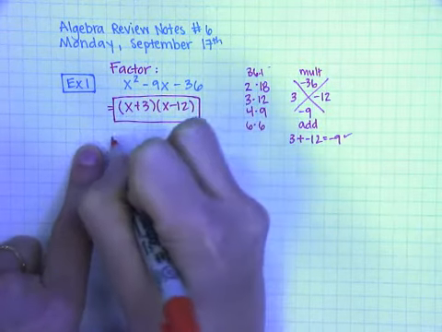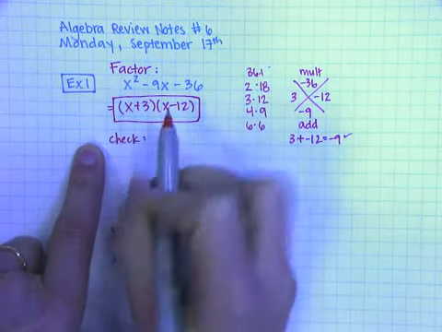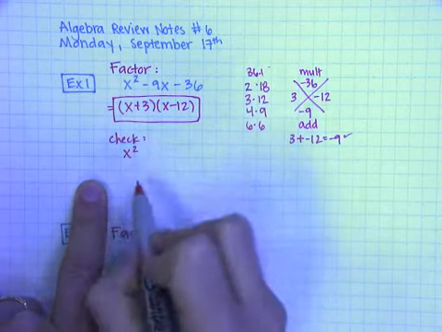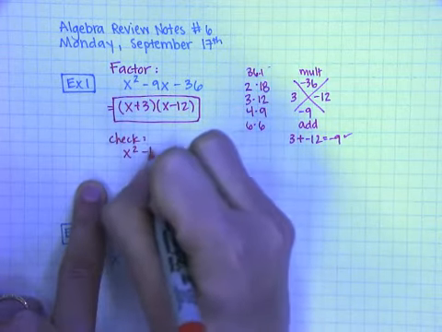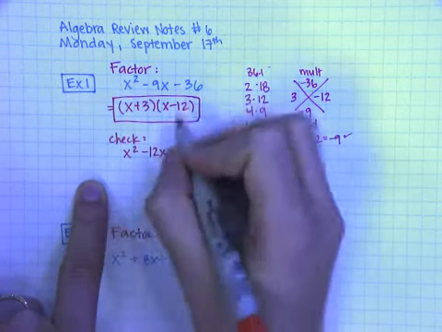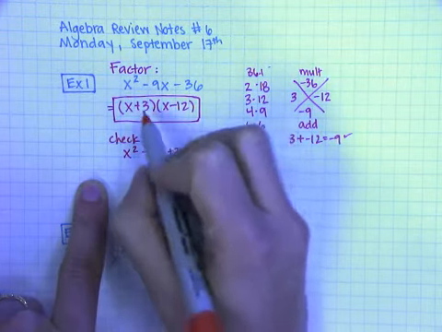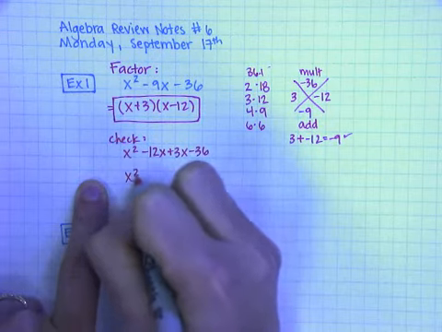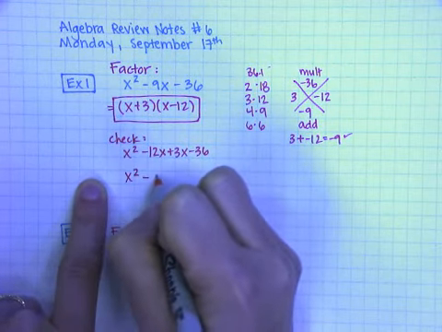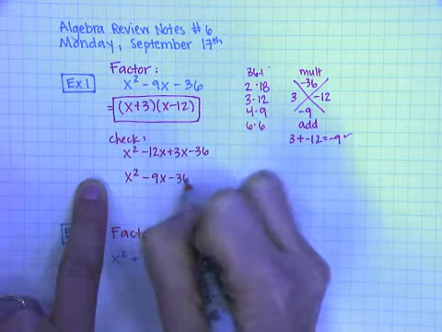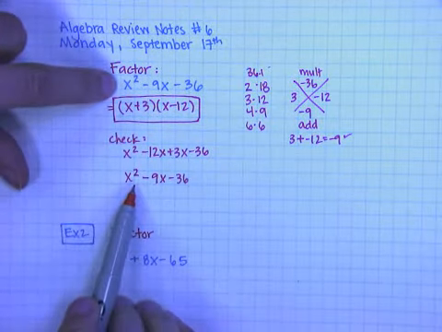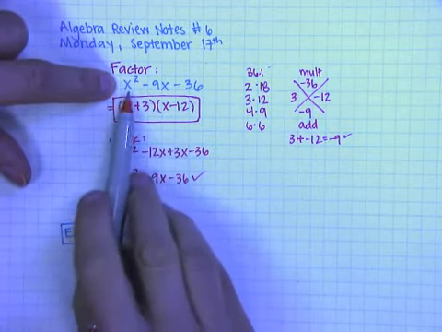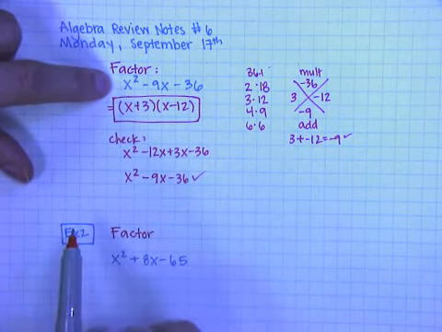Now, if I wanted to check my work, I could do it by FOILing. So I could multiply x times x, and I get x squared. x times negative 12 is minus 12x. 3 times x is 3x, and 3 times negative 12 is negative 36. And then when I combine like terms, a negative 12 and a positive 3 really does give me a minus 9x. And since this is equal to the beginning problem, it checks, and I know that this really is the factored form of x squared minus 9x minus 36.